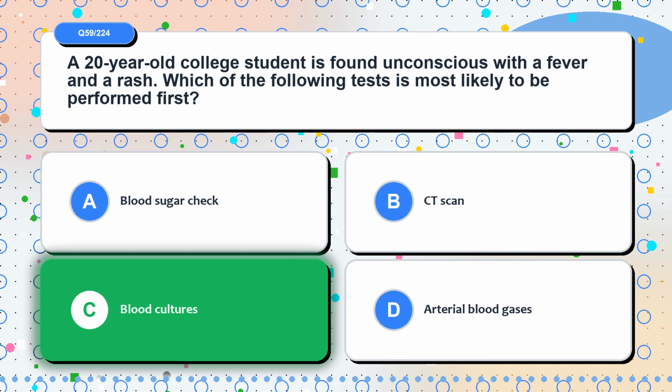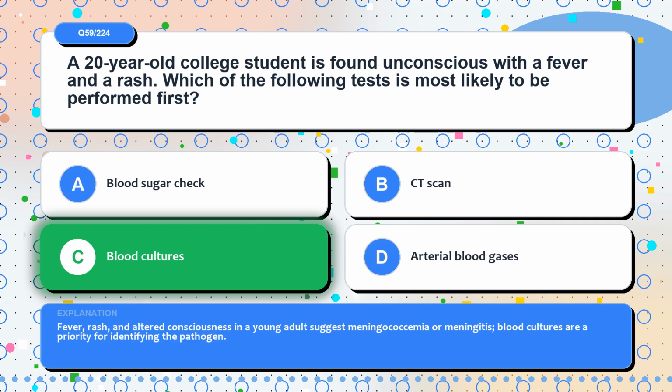The correct answer is option C, blood cultures. Fever, rash, and altered consciousness in a young adult suggest meningococcemia or meningitis. Blood cultures are a priority for identifying the pathogen.